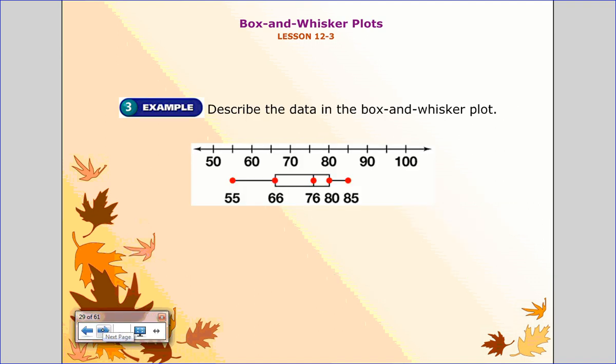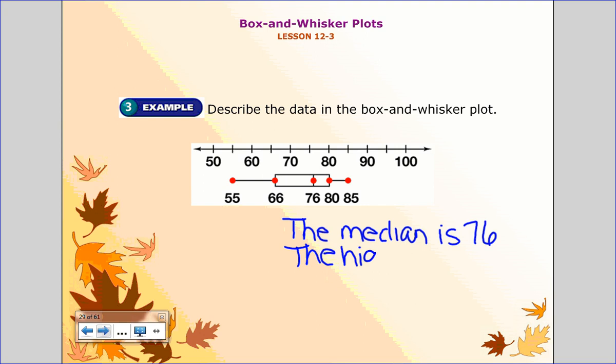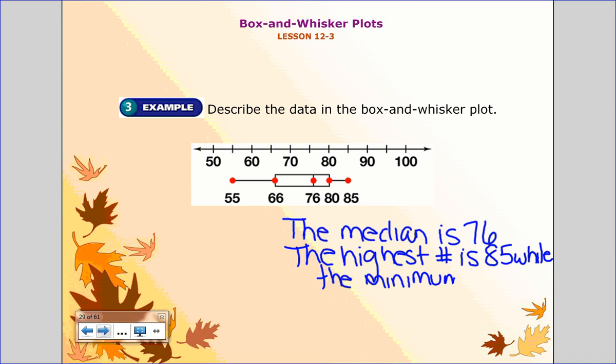It says for number 3 here, describe the data in the Box-and-Whisker Plot. So we just have to tell a little bit of information about it. For example, I could say the median of whatever this is, because they don't tell us, is 76. All right. The highest score, the highest number, is 85, while the minimum is 55, because they tell us right there that those are the minimum and maximum.